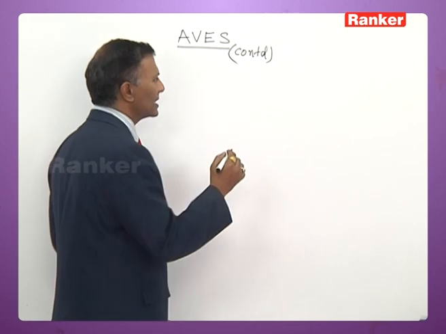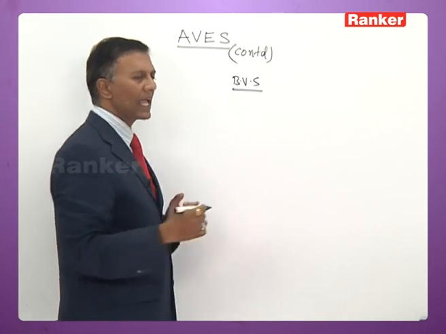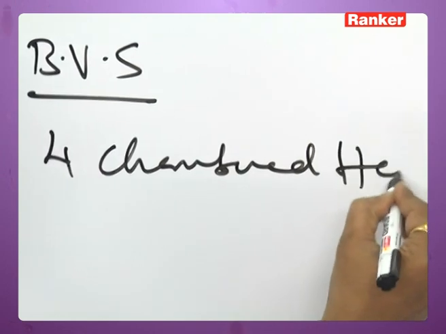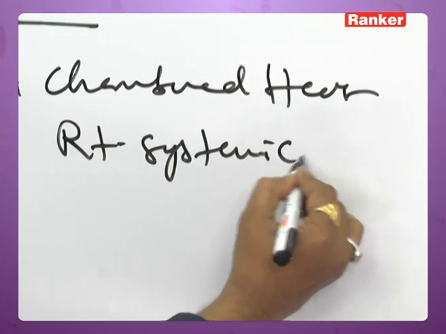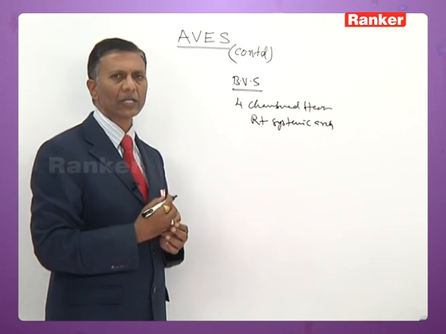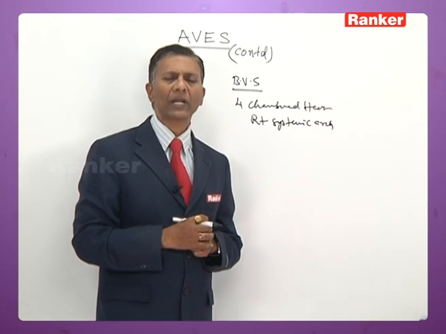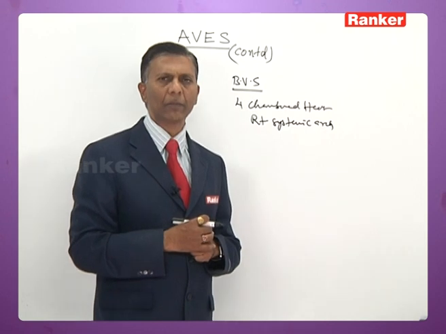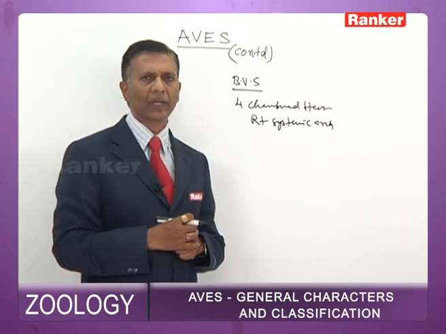Then next, the blood vascular system of birds. Birds have a 4-chambered heart with a right systemic arch, whereas mammals have a left systemic arch. Sinus venosus and truncus arteriosus are absent. The renal portal system is reduced in birds. And like in other vertebrates, in birds RBCs are biconvex, nucleated and oval.